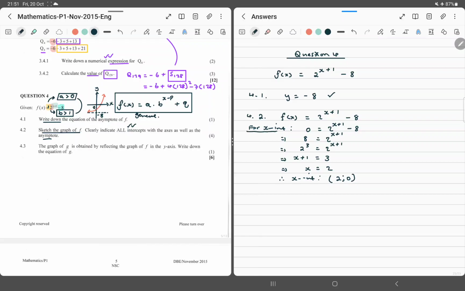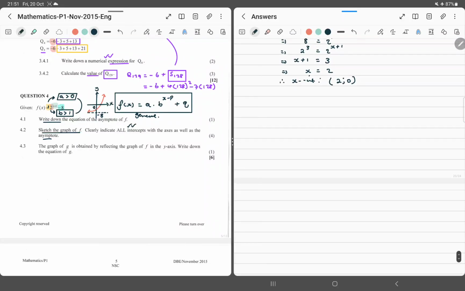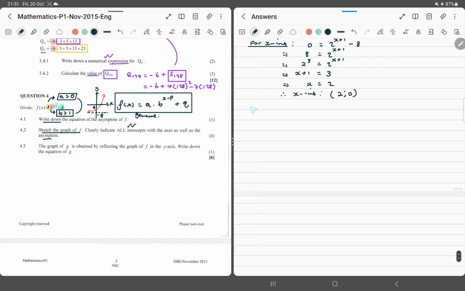So this is very important. I'm moving fast forward. The next piece of argument is that for the y-intercept, it is such that f of 0 is equal to 2 to the exponent 0 plus 1, minus 8, which is minus 6. Therefore, the y-intercept is (0, -6).